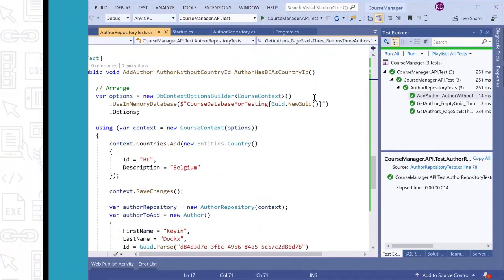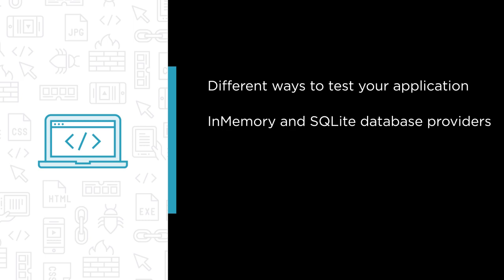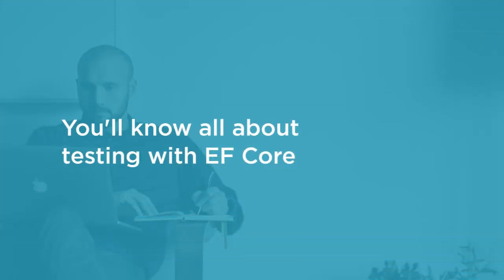Some of the major topics that we will cover include learning about different ways to test your application, using the InMemory and SQLite database providers with Entity Framework Core, test isolation, and logging Entity Framework Core logs to Test Explorer. By the end of this course, you'll know all about testing with Entity Framework Core.